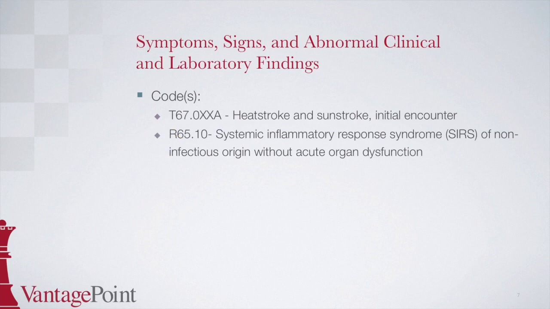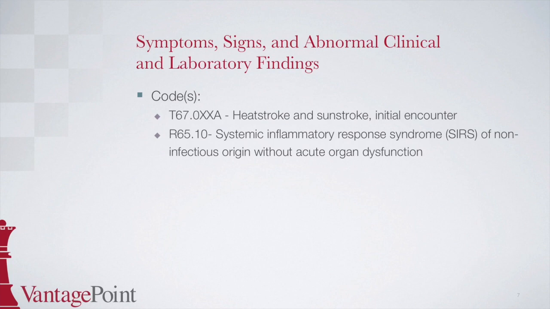T67.0XXA, heat stroke and sunstroke, initial encounter. We learned on the previous slide that the underlying condition must be coded before the SIRS. Therefore, you would start at heat in the alphabetic index and then find stroke indented below, which points to T67.0 with a checkbox next to it indicating that more digits are required. When we confirm the code in the tabular index, we see that a 7th character is required for this code.